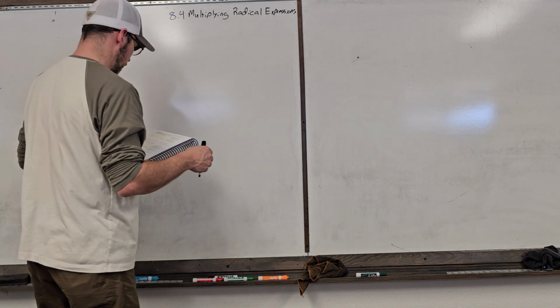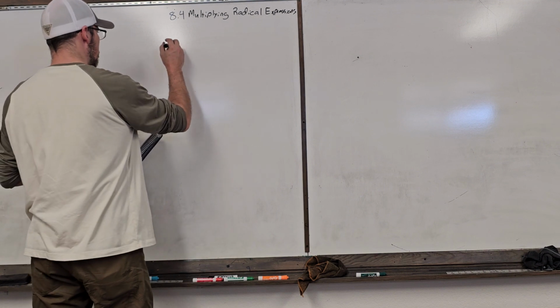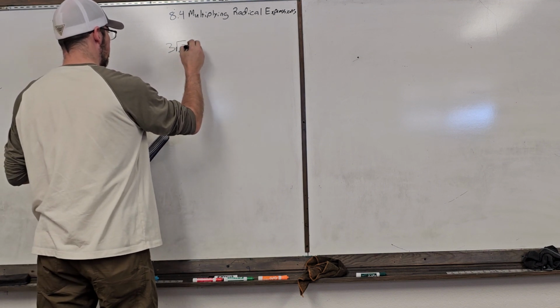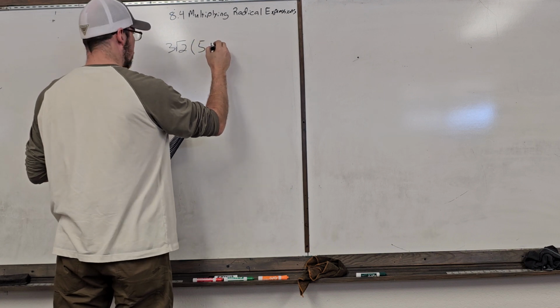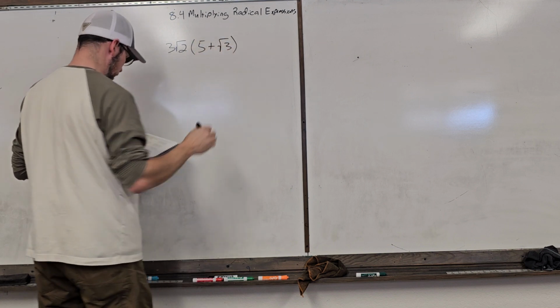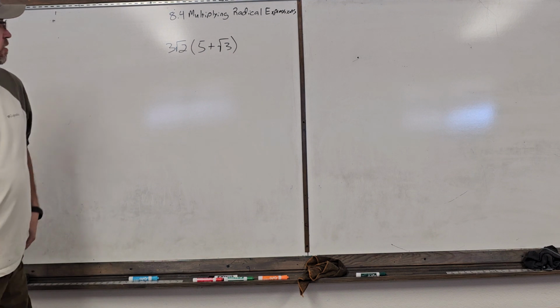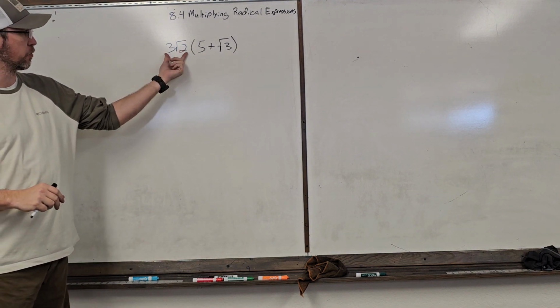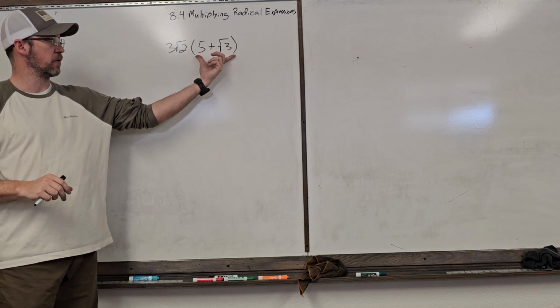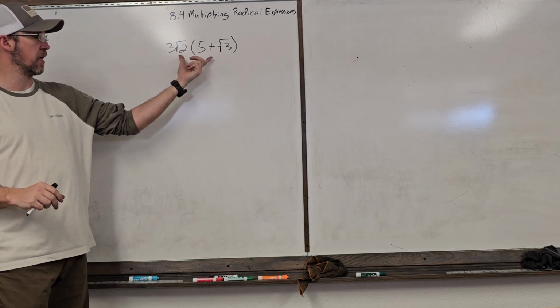Say I have 3 square roots of 2 times the quantity of 5 plus the square root of 3. Just like anything else, whenever I have 2 factors here, I have 3 square roots of 2, and I have 5 plus the square root of 3.